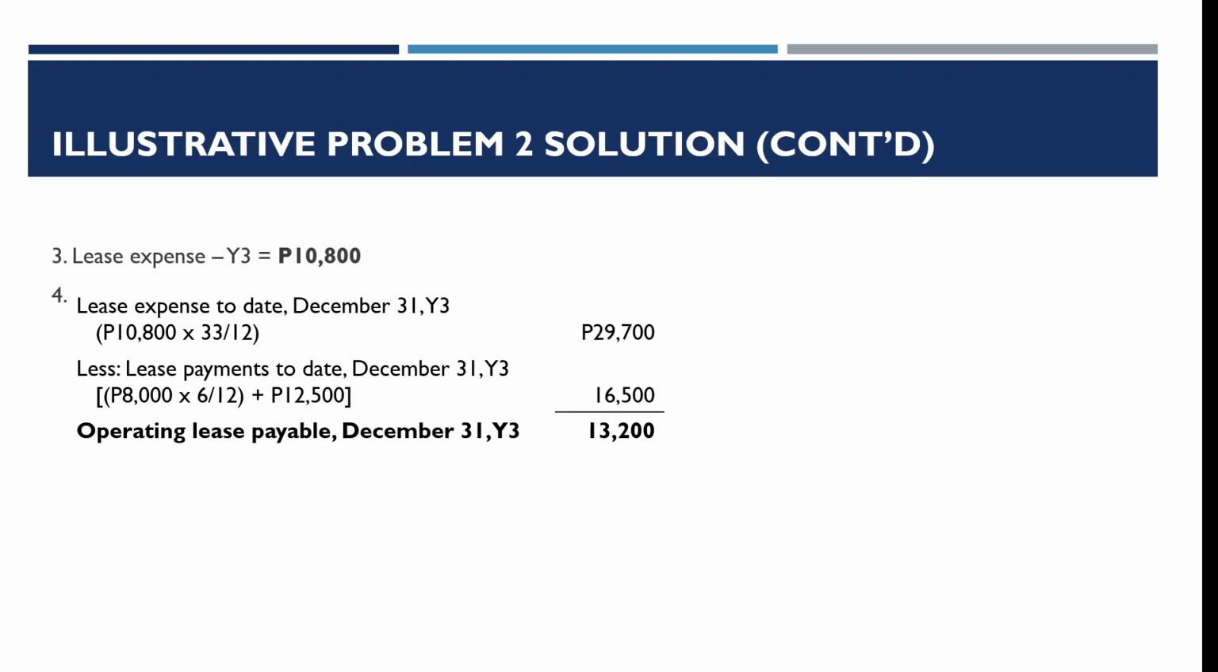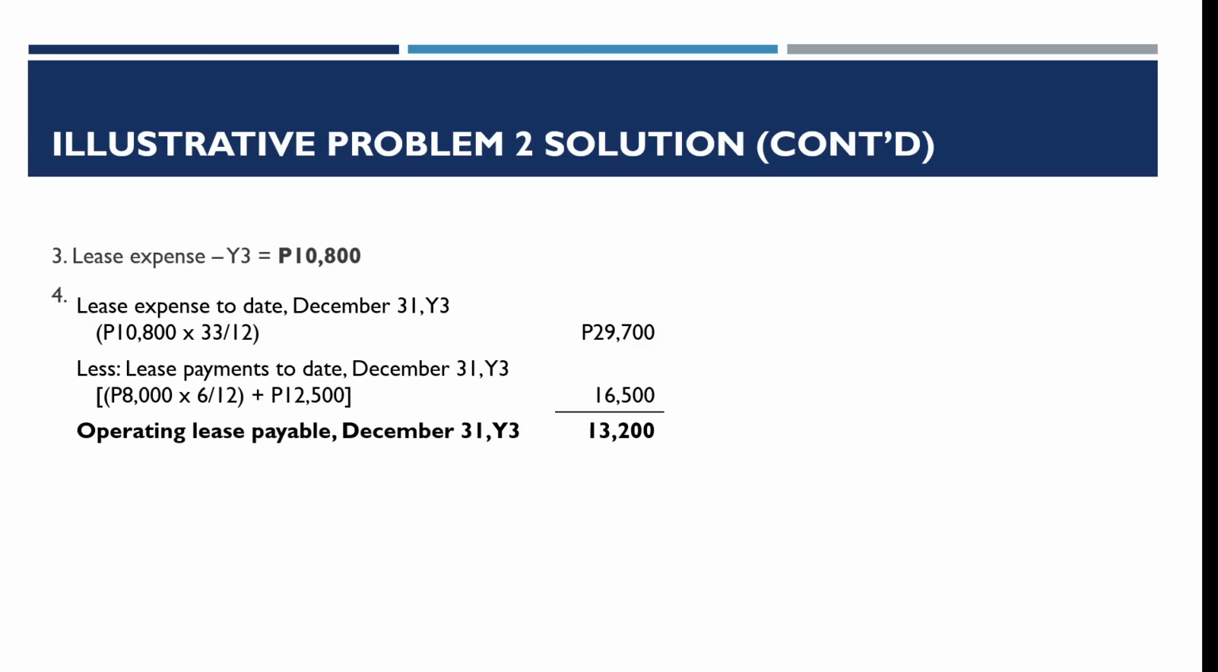Number 3, lease expense, year 3, since 12 months naman yung year 3, 10,800 agad yung lease expense natin. Walang problema sa number 3. Ito. Number 4, lease expense to date, December 31, year 3. Bakit 33 na yung numerator natin? Balikan natin year 1. Year 1, 9 months. Year 2, year 3, 12 months each. So, 12 plus 12, 24 plus 9. Yan yung 33 over 12. That's your lease expense already recognized to date.